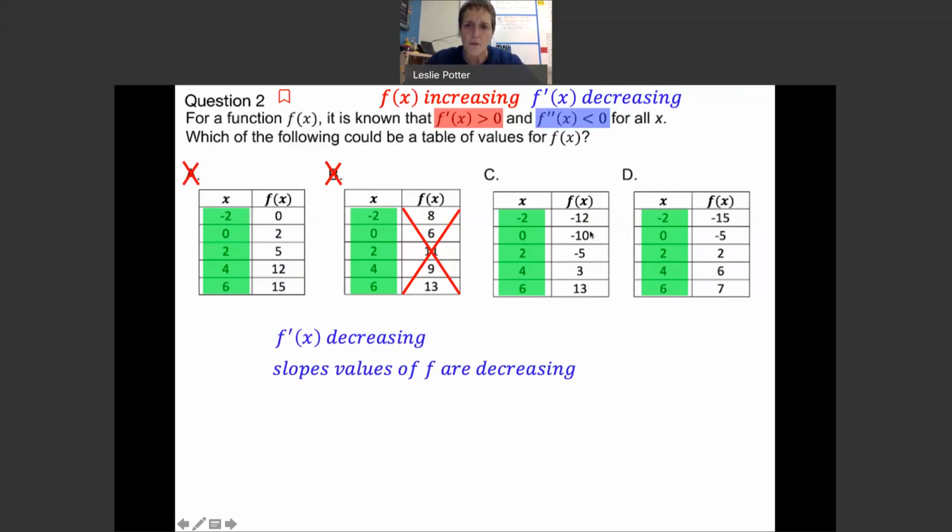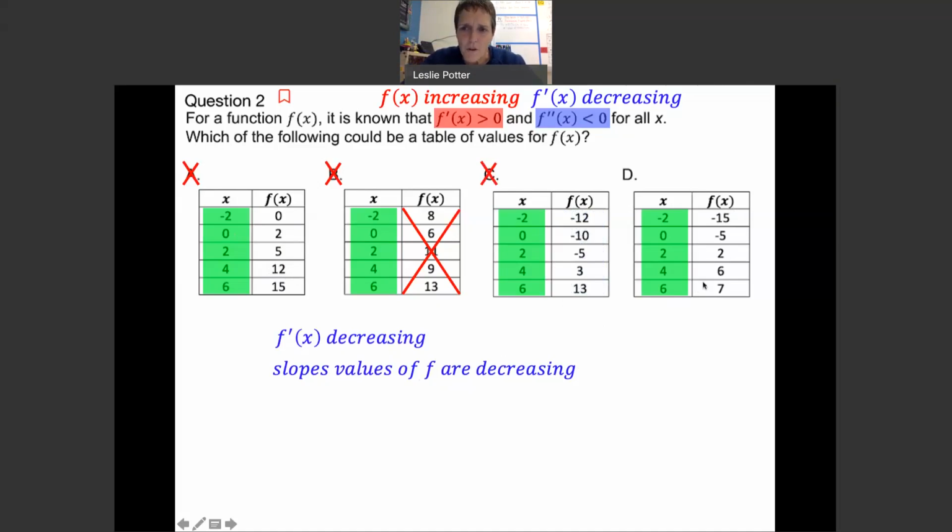We jump up 2, then we jump up 5, then we jump up 8, then we jump up 10. So we're jumping up more each time we go through the table. This is actually a good table for when the second derivative is positive. We would have a bigger gain each time, and we'd have that concave up profile, which is not what we're looking for. So that's out. So it's got to be D.